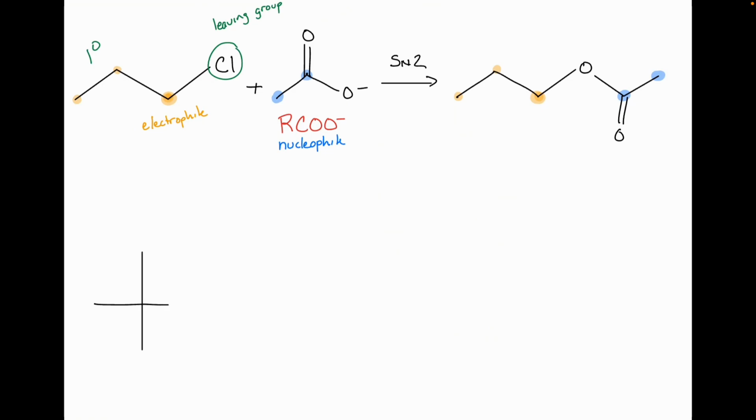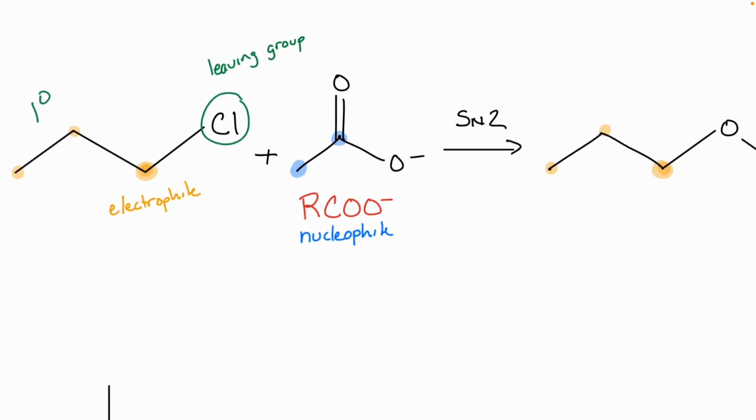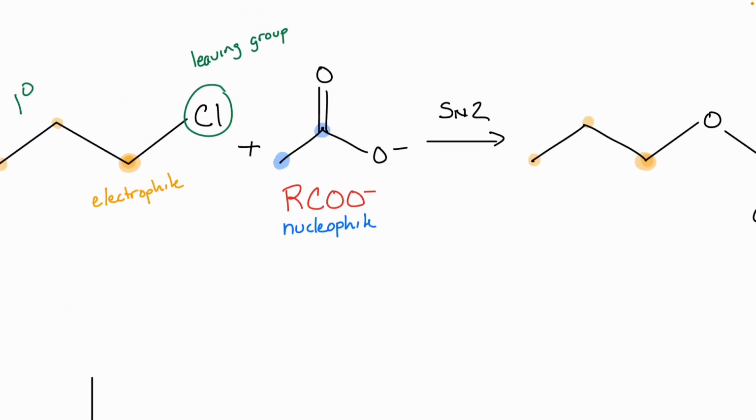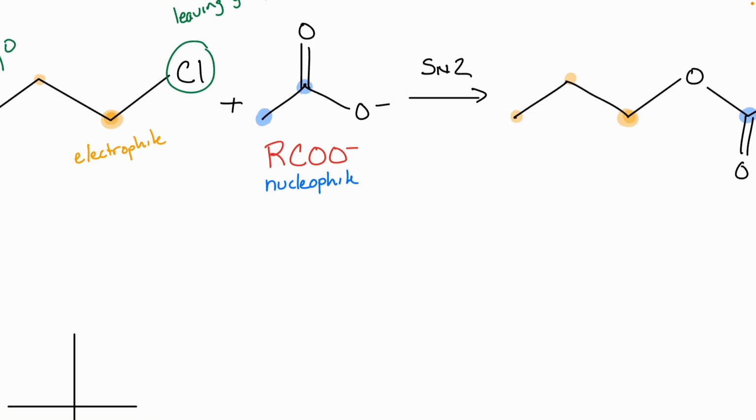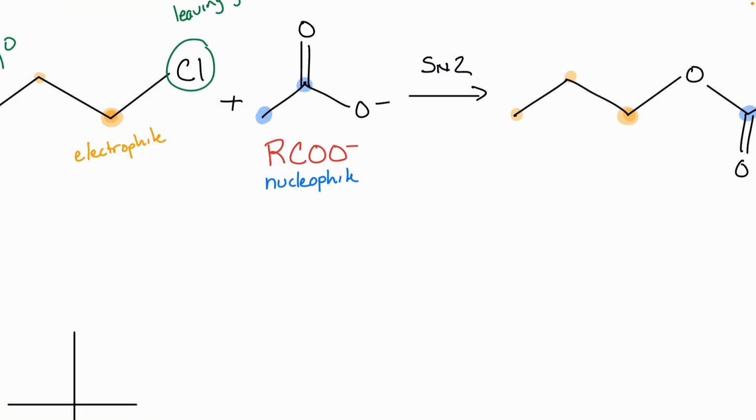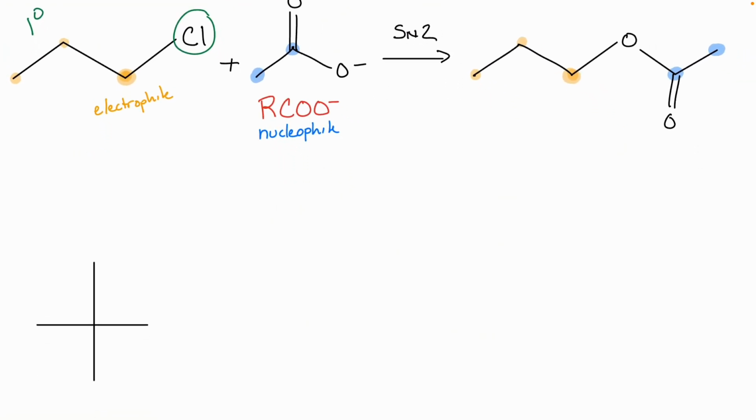Because it's SN2, we usually call it an inversion. Since this doesn't have any dashes or wedges, we're just going to draw it out as a straight line. If there's no specified stereochemistry, no specified dashes or wedges, you can just leave it as the regular line. There's nothing to flip.